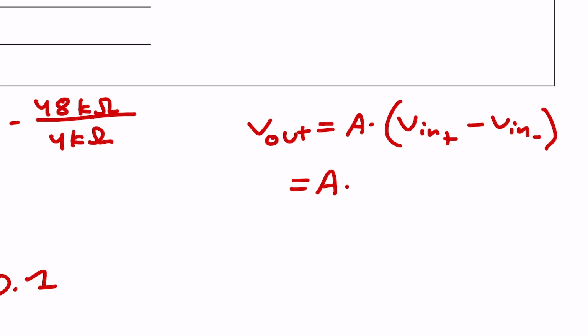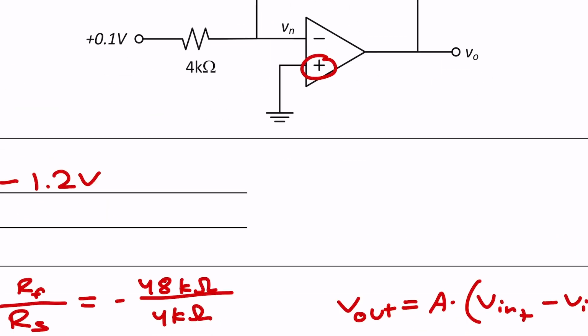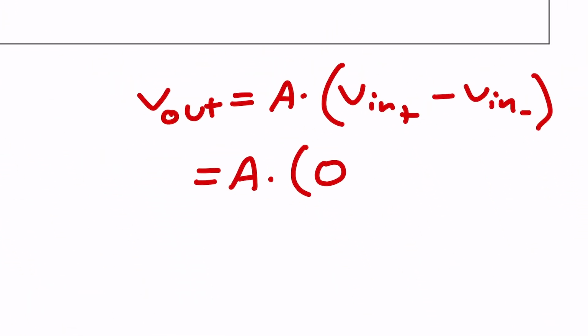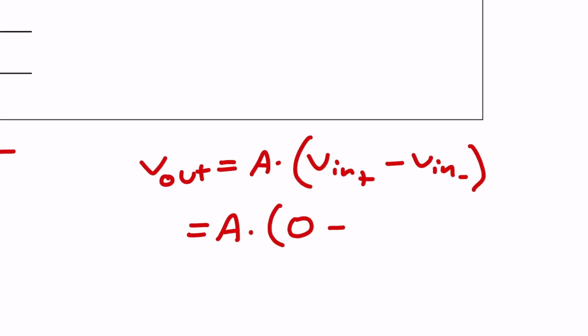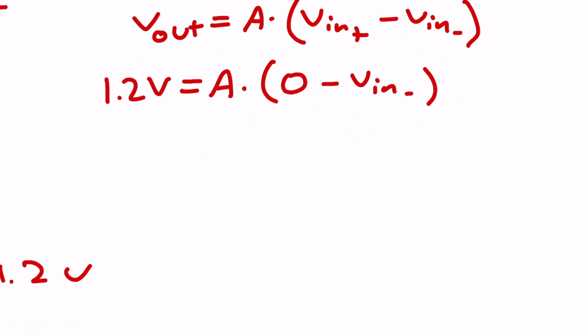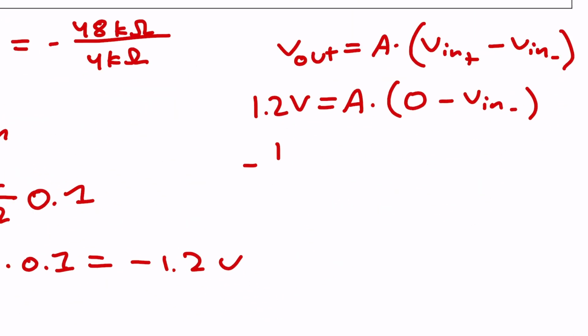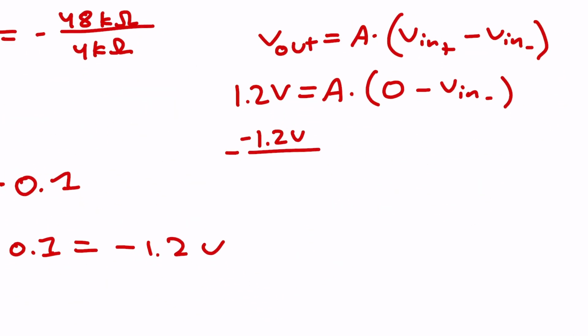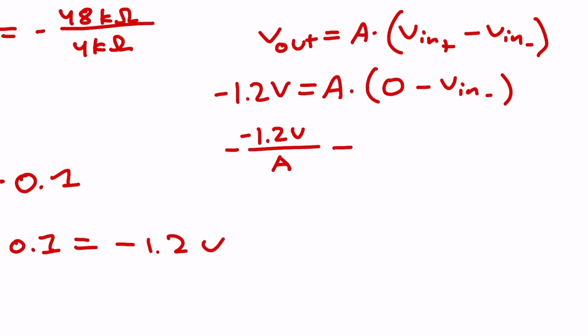So we just do A times, we know that V plus is going to be 0, so we just put 0 in there, minus V in minus, which is what we're looking for, is equal to what? 1.2 volts. So now to find what V in minus is, we just take negative 1.2 volts over A, which is equal to V in minus. So just doing some math really quick, you solve it out, and what you get is 4 microvolts.